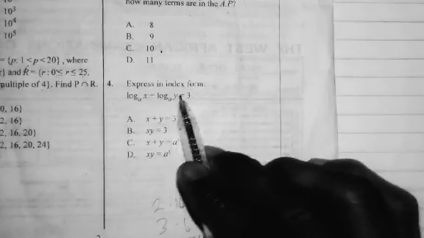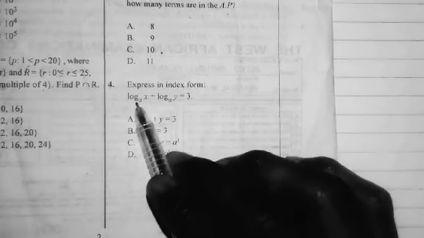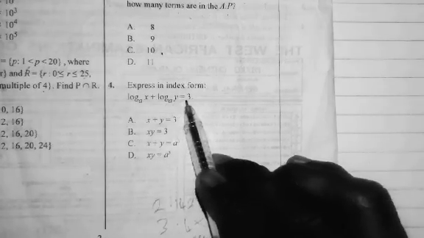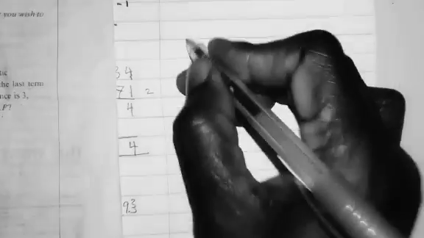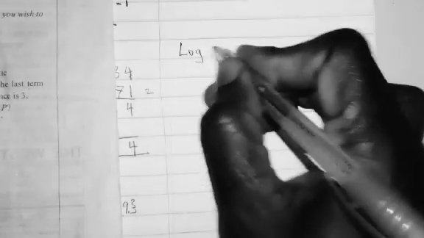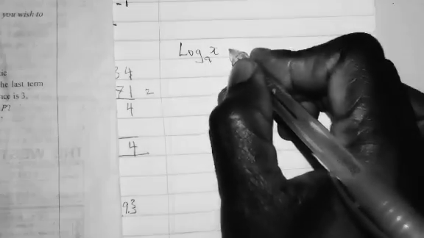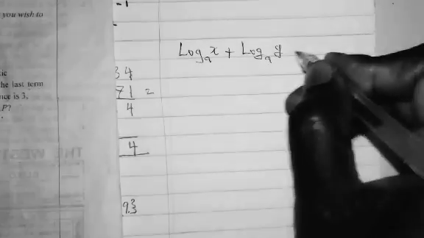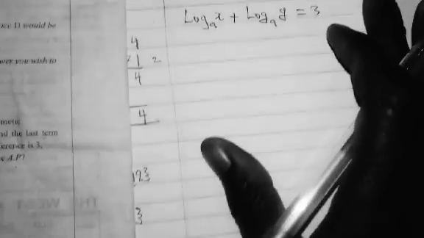Now in question 4, we are told here to express in index form log x base a plus log y base a, and this equals 3. So write it out. Okay, so we say log x base a plus log y base a is equal to 3.